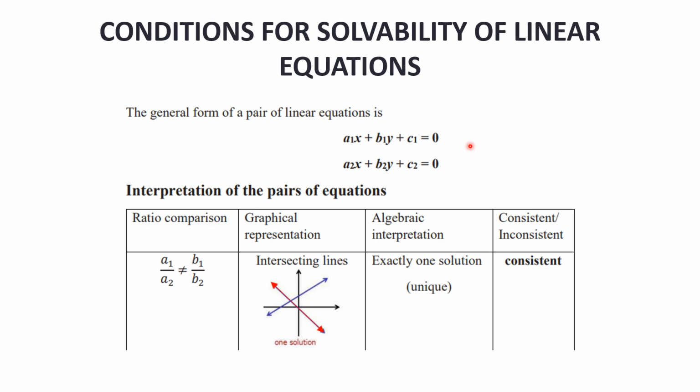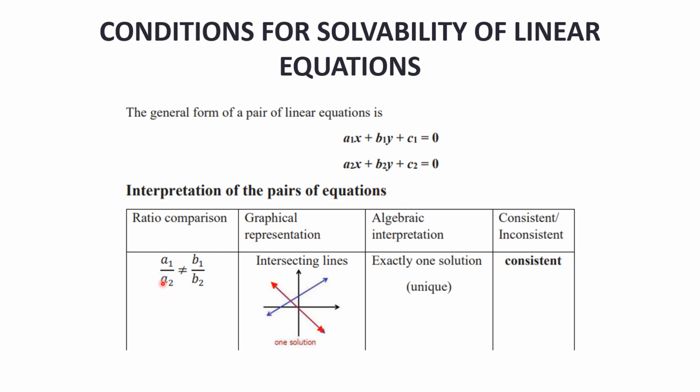So when we compare the ratios, that is the coefficient of x is called a1, the coefficient of y is called b1, and the constant is c1. The coefficient of x in the second equation is a2. The coefficient of y in the second equation is b2 and the constant is c2.